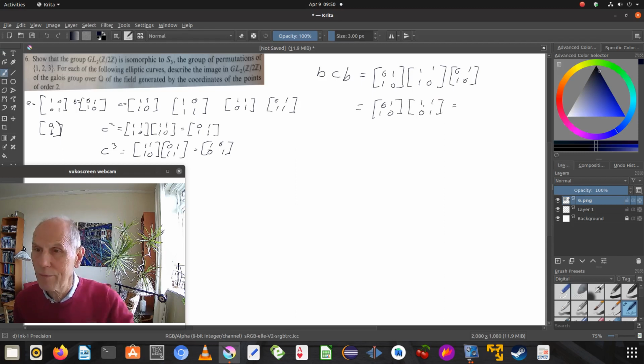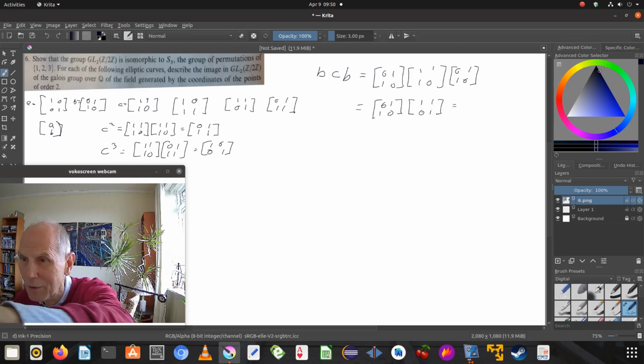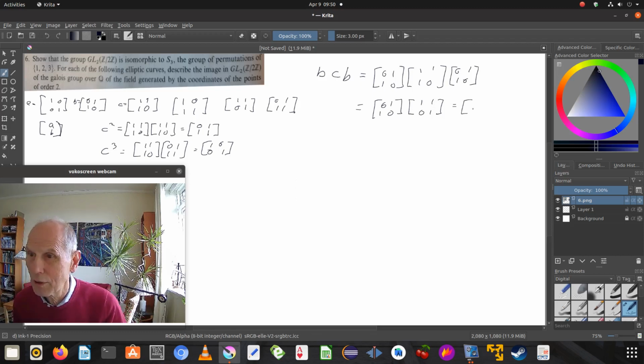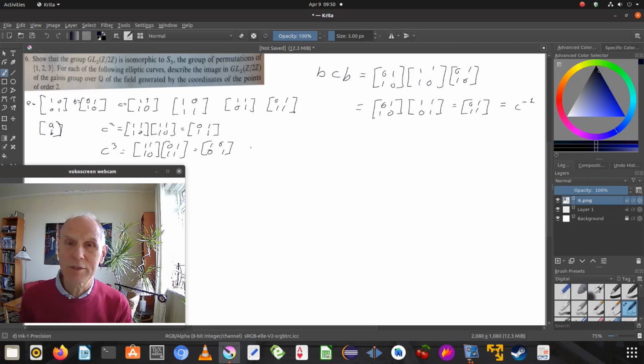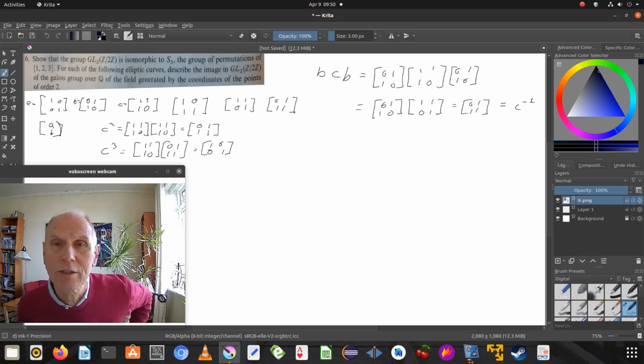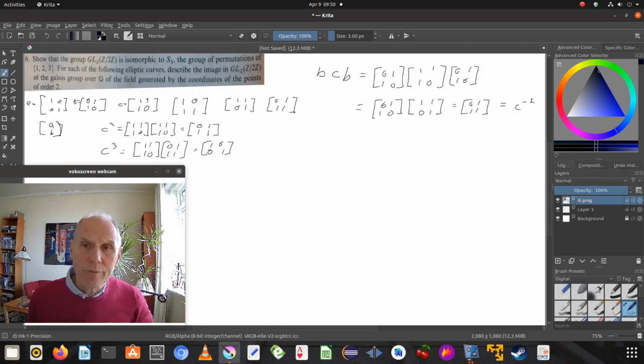And then the other one here, it changes rows. And this was C squared. So that gives us the identity of the symmetric group of order 6, S3. So that was the positive identification.